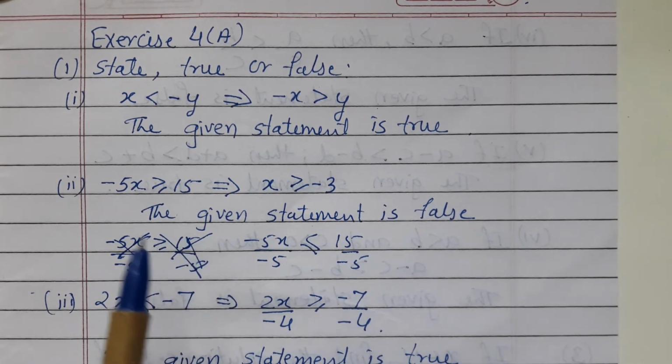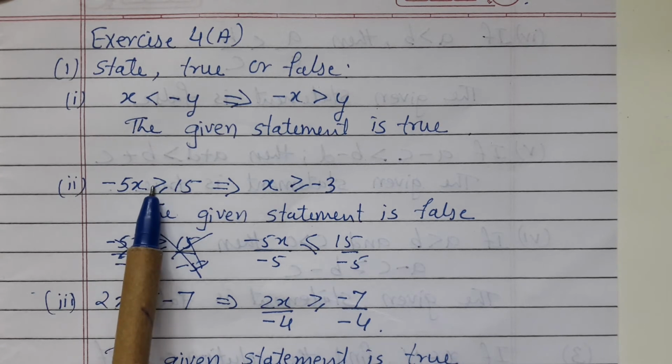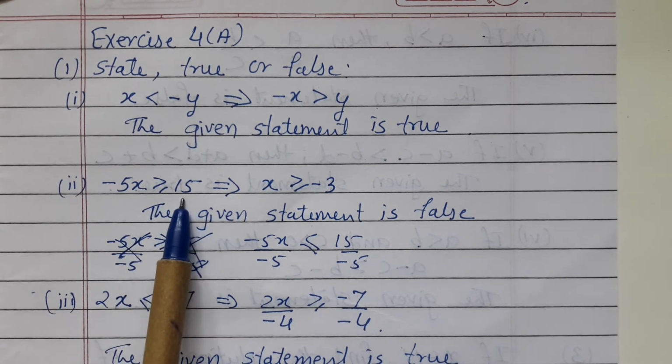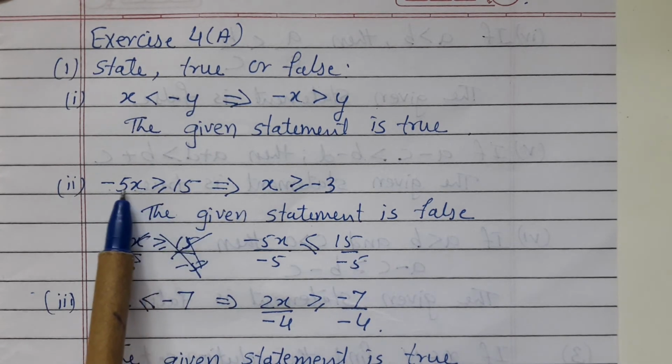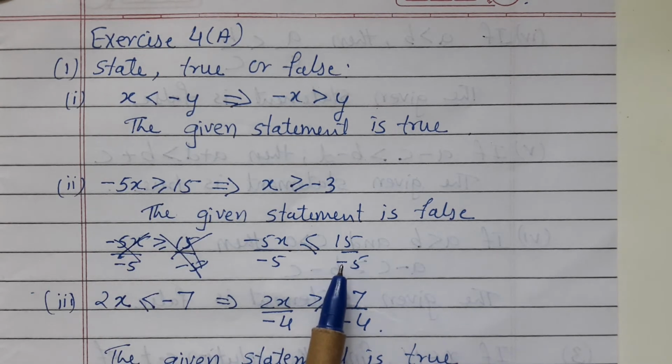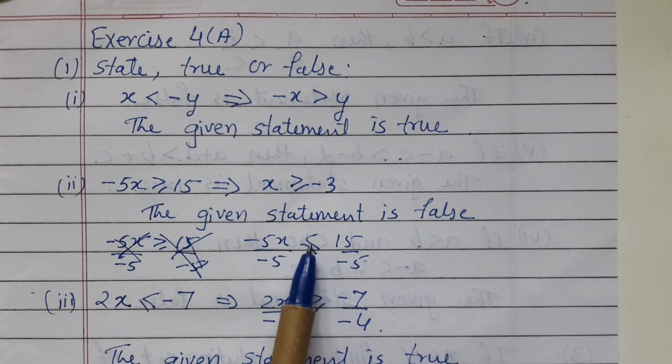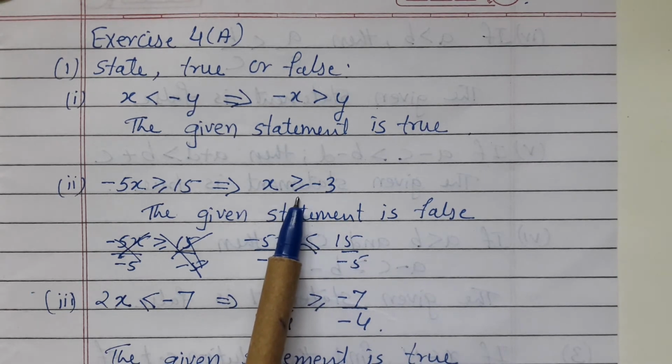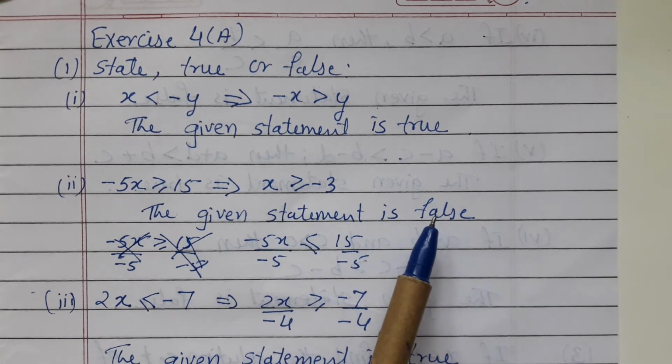Second example, -5x ≥ 50. When you divide both sides by -5, the sign will change. Here it does not change. So the given statement is false.